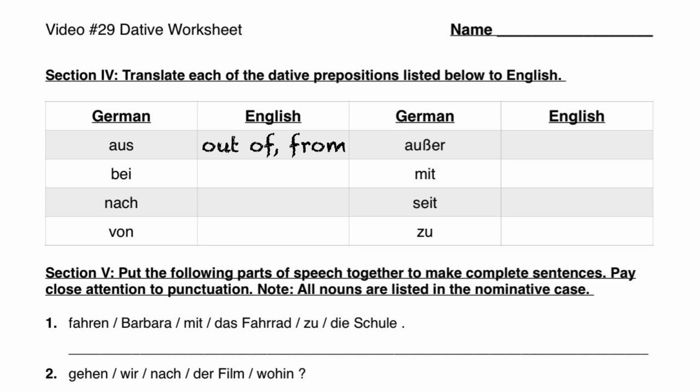So, if you are ever in doubt and you want to say either aus or von and you're not real sure which one you want to use, think of it as, is it coming out of something or is it just coming from that general direction?